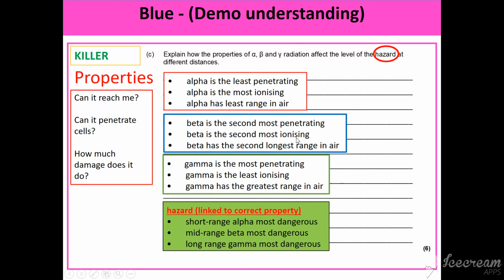And if it can reach you, then you're in trouble. And at long range, gamma is the most dangerous, because although it's only low ionizing, it can get you basically anywhere. And that's what a lot of background radiation is. So to get 6, you would need to include all 3 of these and all 3 of these. So you'd have to link the properties to the hazards they present at different ranges. Again, always look out for that word hazard.